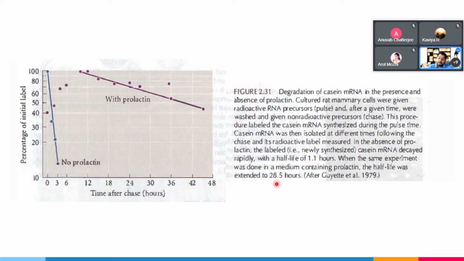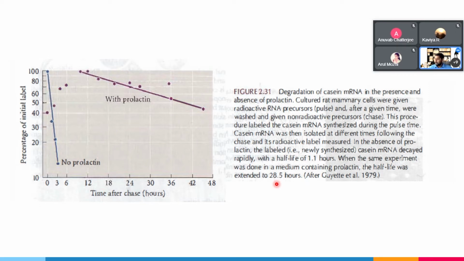So, but how does this help? The half-life of an mRNA helps in the production of the protein. Can anyone try and guess this? So, say the mRNA is present for 28 hours instead of 1 hour. How does this affect the protein turnover?